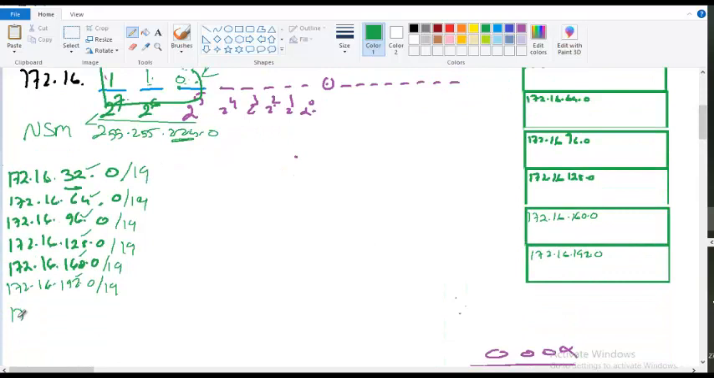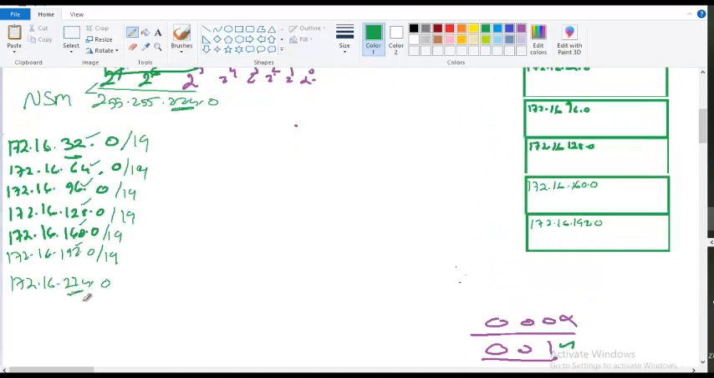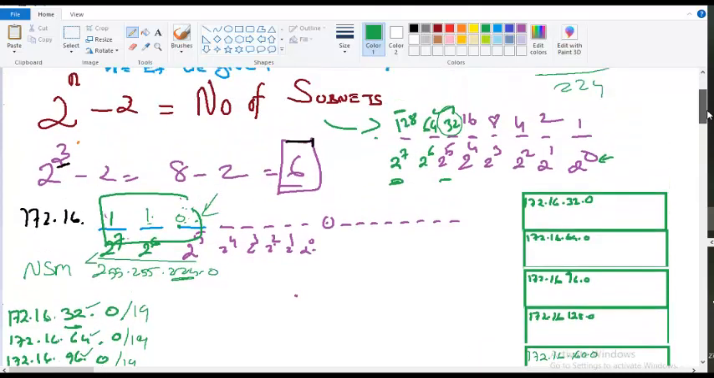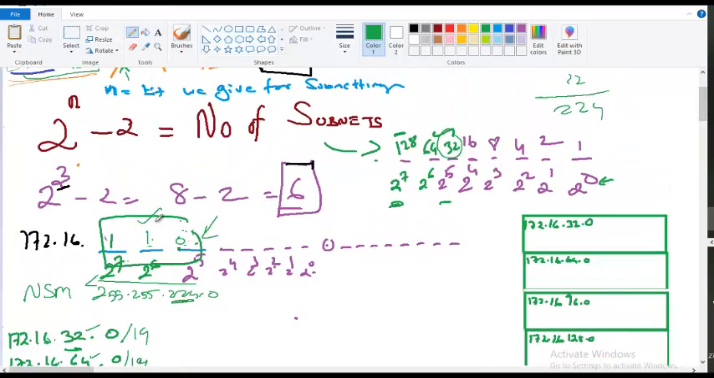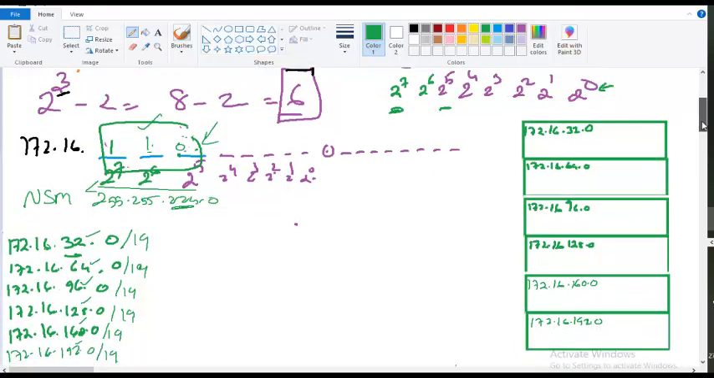So 172.16.224.0 we don't use. I told you all ones we don't use. That's the max. You cannot go beyond it. We don't use. Now why can I not go beyond 224? Because we have given 3 bits for network. Out of 255, the first 3 bits are already given for network.